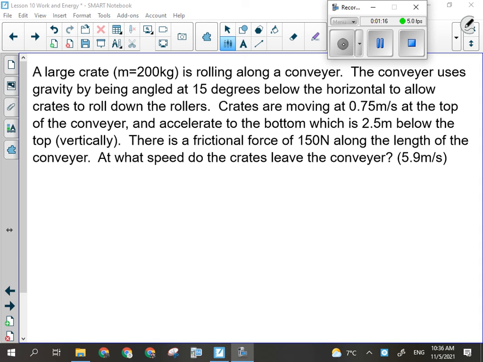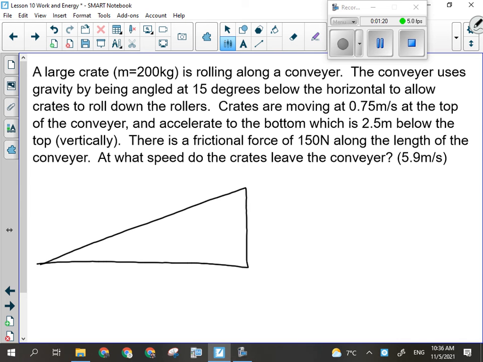Okay, so we have this conveyor. The first thing we want to do is diagram this, because this is kind of our givens and it'll help us to figure out what we know. So we have a 200 kilogram crate and it's going to start right up here at the top of the ramp. The conveyor uses gravity by being angled at 15 degrees.